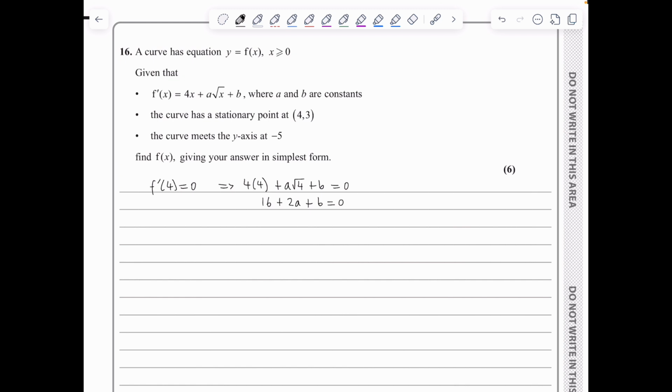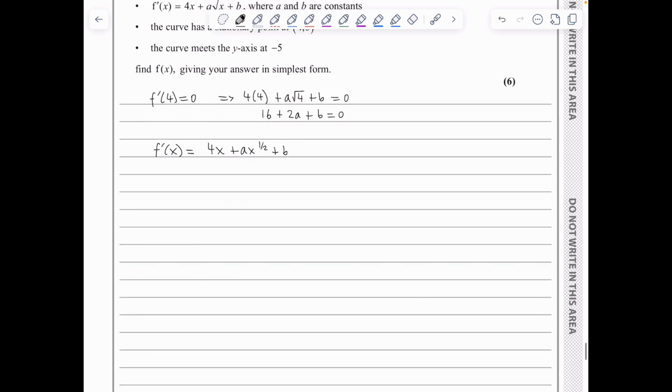I then proceed with f dash of x, which we have been told is 4x plus ax to the half plus b. Well, I will integrate to get an expression for f of x. So f of x is going to be the integral of 4x plus ax to the half plus b dx, and this gives 4x squared over 2 plus ax to the 3 over 2 over 3 over 2. I increase the power by 1 and divide by the new power. The b, when integrated, will give me bx, and I've got the c, the constant of integration.